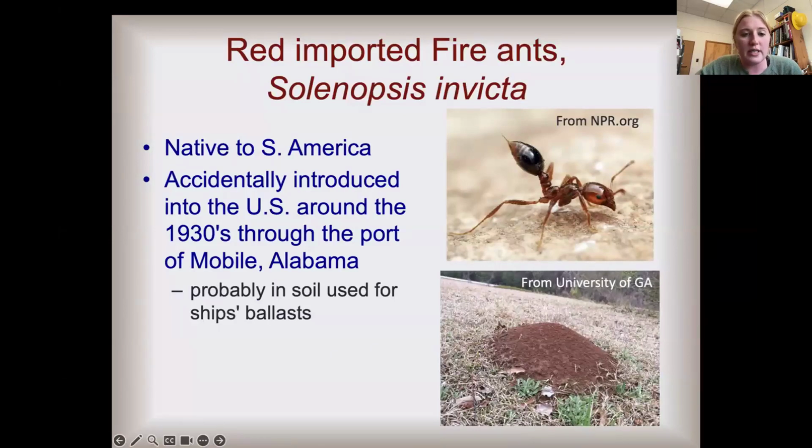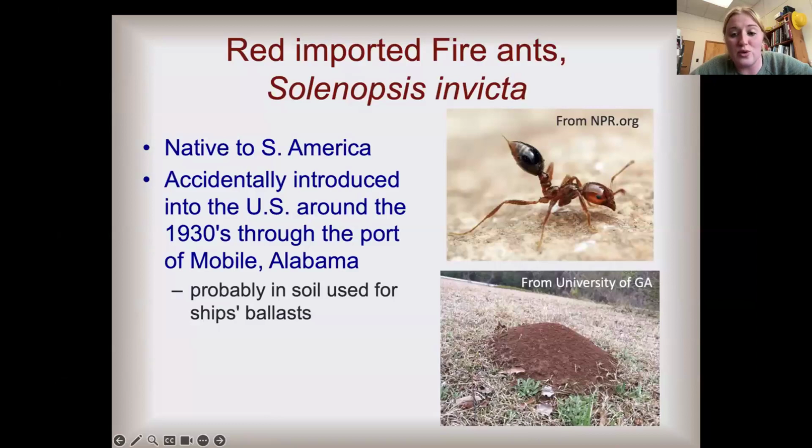But the red imported fire ants are one I wanted to touch on. It's a little bit different of a pest. A lot of times, you think of ants as being pests in your house, but ants are definitely pests in the field as well. So this is the red imported fire ants, and I've actually gotten to have hands-on with these guys. We have them in the quarantine facility here at Virginia Tech.